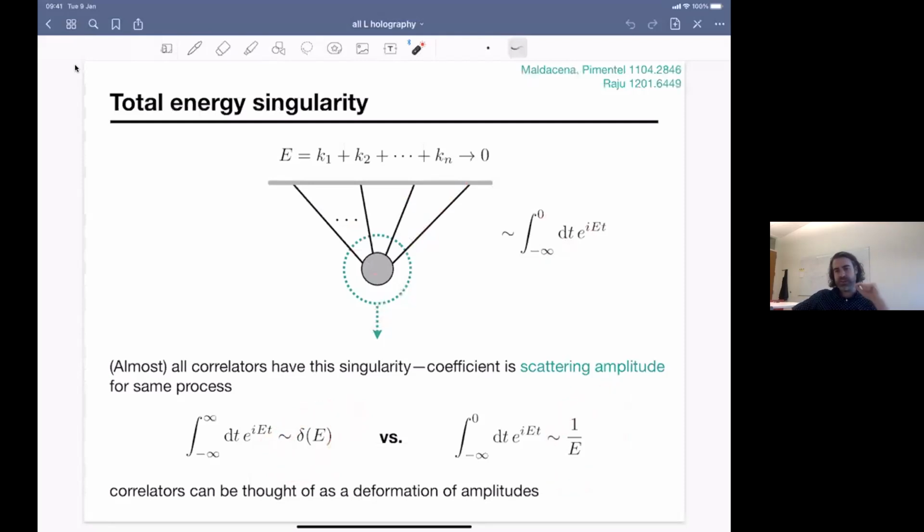And so this singularity, as e goes to 0, its coefficient is really the same calculation that we would have done if we were computing a scattering amplitude. And so just on general grounds, we should expect the coefficient of this total energy singularity to be the corresponding scattering amplitude.